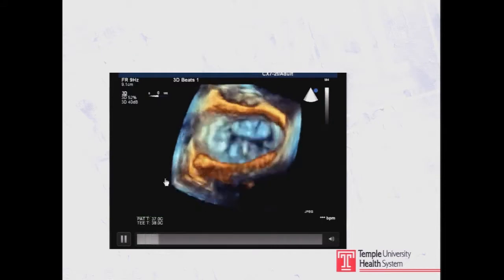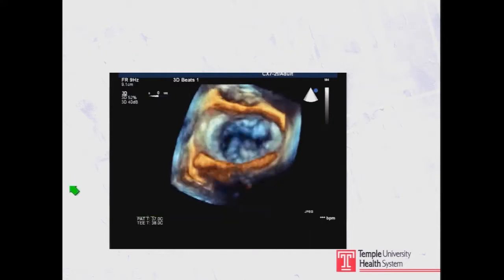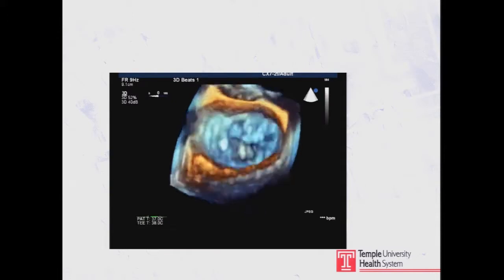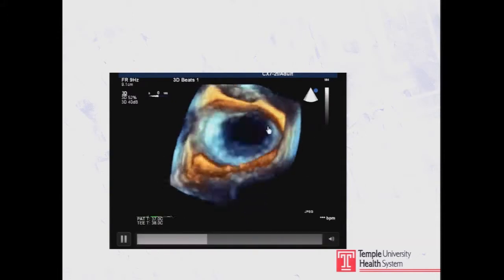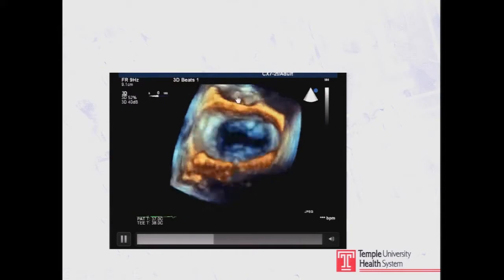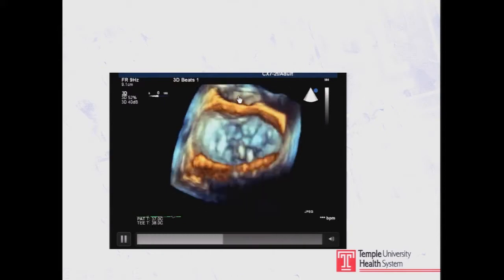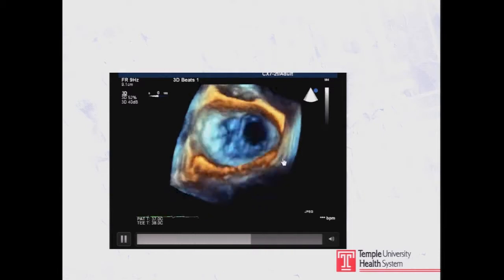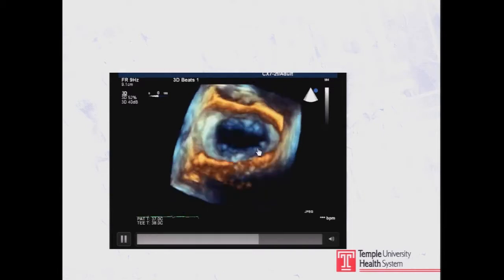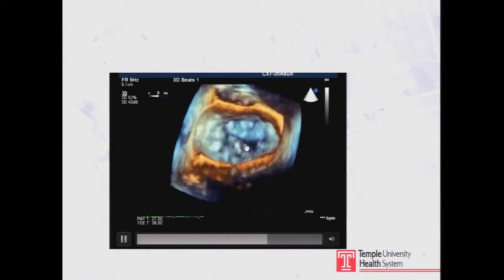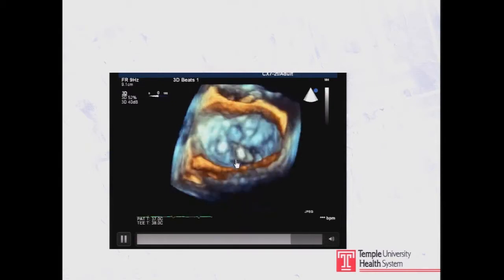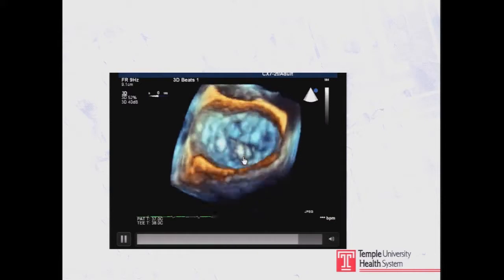But as Dr. Kane showed you, 3D is going to do away with all this complicated "which leaflet is it, which view is it." This is again in the surgeon's view. This is the anterior, the aortic valve. This is the anterior leaflet, the posterior leaflet. And we can see that in the patient that I just showed you, the middle scallop of the mitral valve is prolapsing. So it is in fact P2.